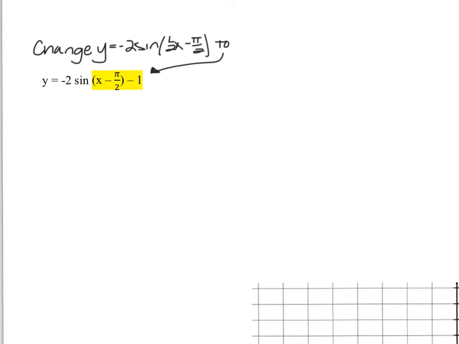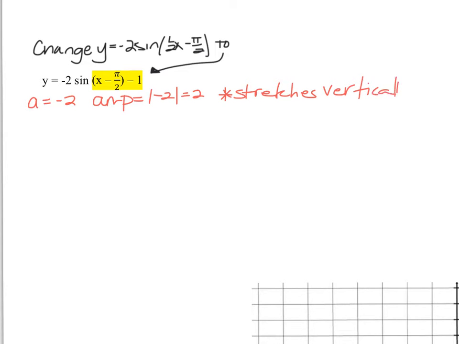All right, from there, let's describe what's happening to the equation for the sine function. Right away, we notice that a is -2. That would mean that the amplitude is the absolute value of -2, which is +2. To describe the transformation for this function, the graph will stretch vertically. Also note that a is negative, so the graph will reflect over the x-axis.